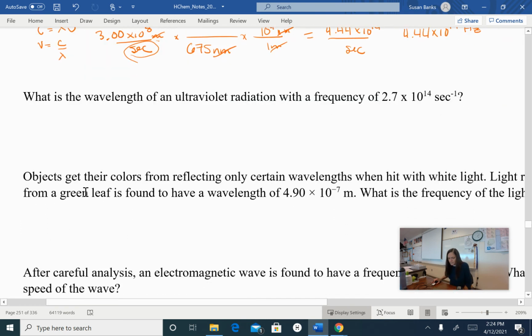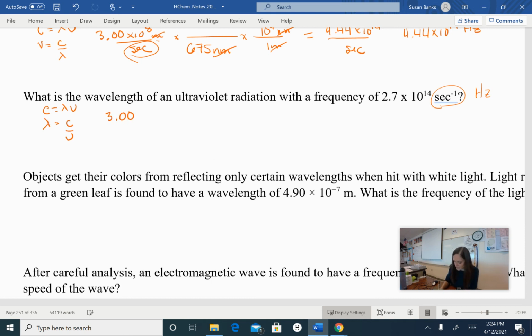What is the wavelength of ultraviolet radiation with a frequency of 2.7 times 10 to the 14th per second? Now remember that per second can also be listed as hertz. Okay, so I want to isolate wavelength. So c equals lambda nu, and if I isolate wavelength, wavelength is c divided by nu. So here we go. We've got our speed of light, which is c, 3 times 10 to the 8th meters per second, and we're going to divide by 2.7 times 10 to the 14th.